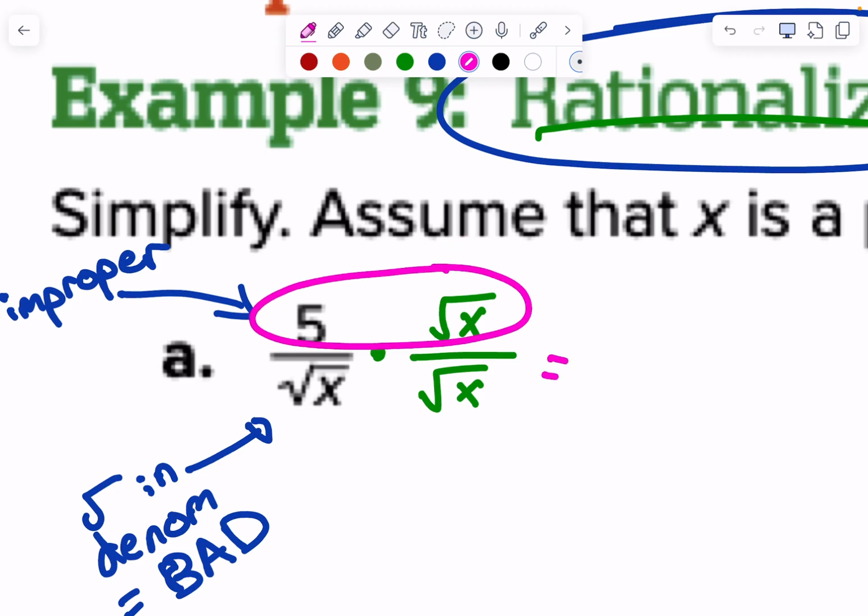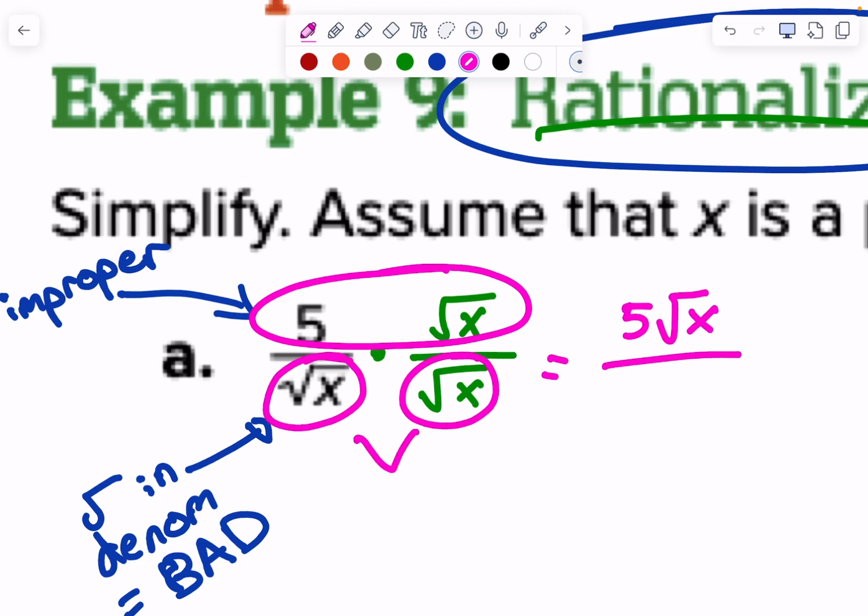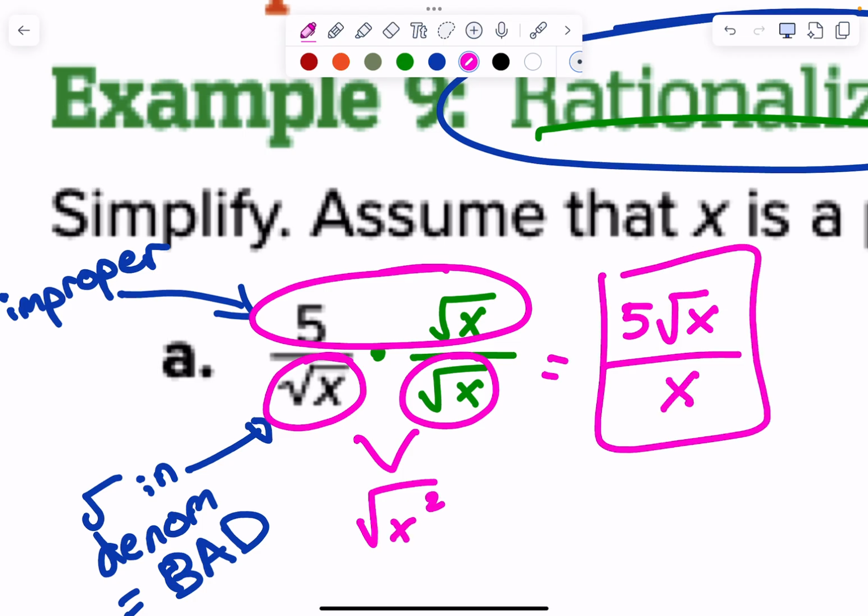What is 5 times the square root of x? 5 square root of x. What is the square root of x times the square root of x? x. It's the square root of x squared, which is just x, it just pops out, right? And that is now a rational expression, it is better, okay? You guys will get to the point where you can do that in your head. You probably could already, right? You know that it needs to be the square root of x over the square root of x, right?